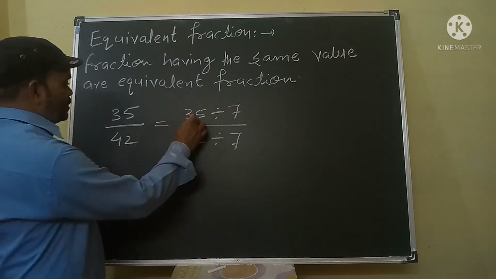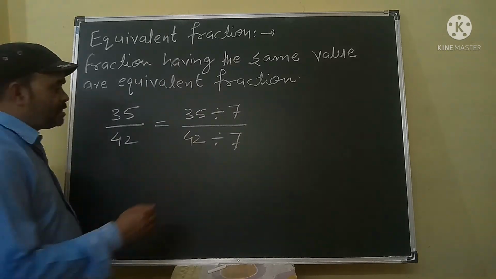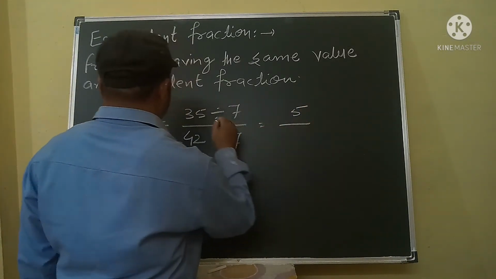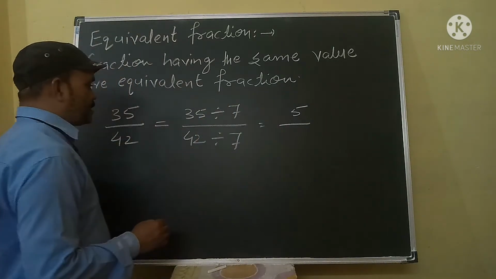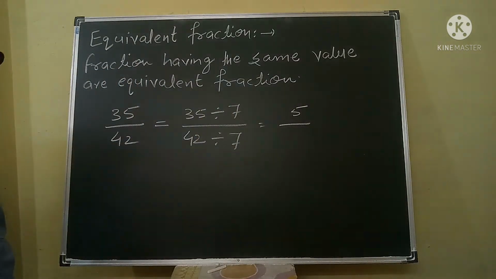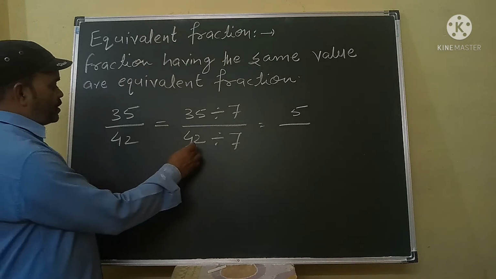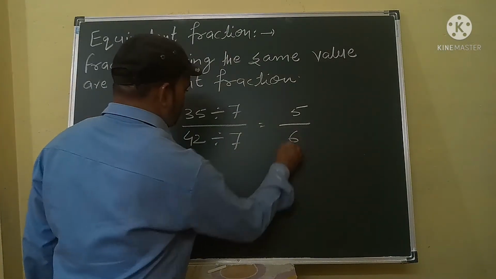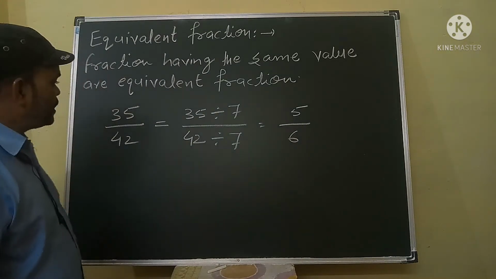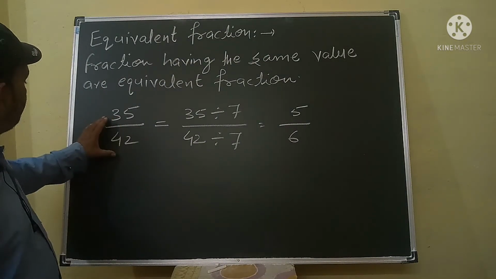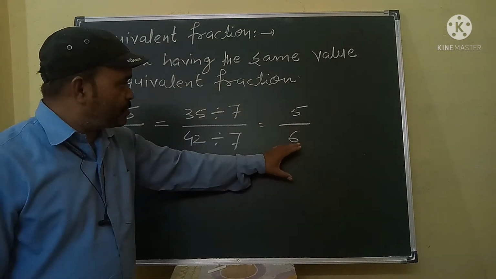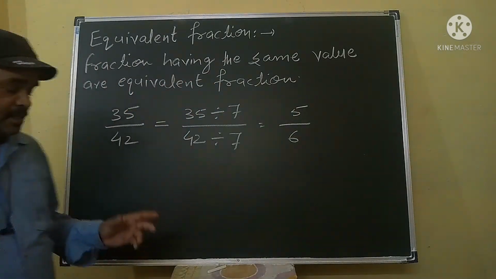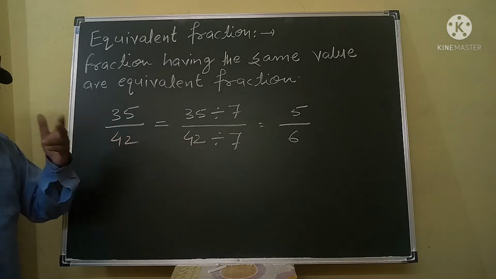Okay. 35 divided by 7, you will get 5. And 42 divided by 7, you will get 6. That means 35 upon 42 and 5 upon 6, these two fractions are equivalent fractions. Easily we will check.